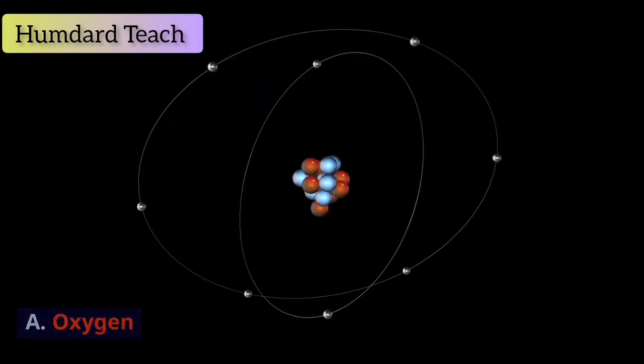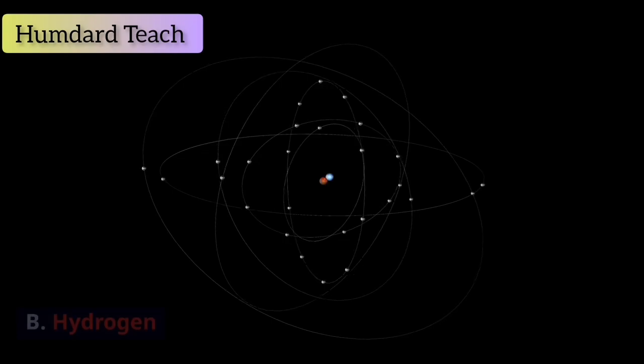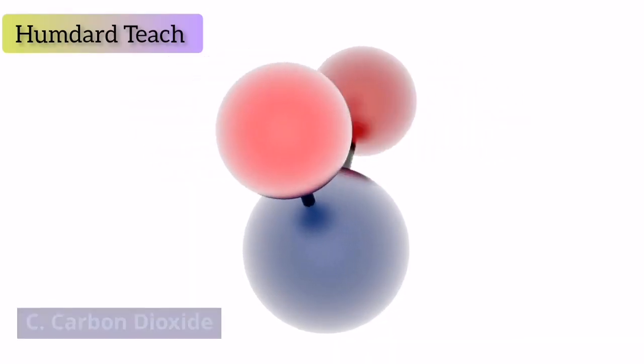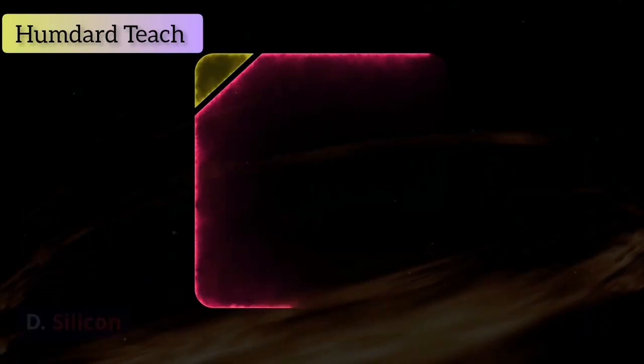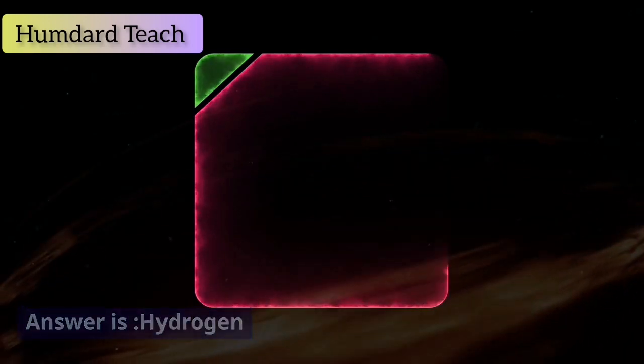The most abundant element in the universe is blank. A. Oxygen. B. Hydrogen. C. Carbon dioxide. D. Silicon. Answer is hydrogen.